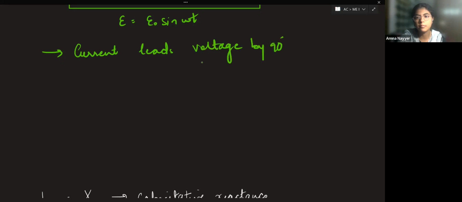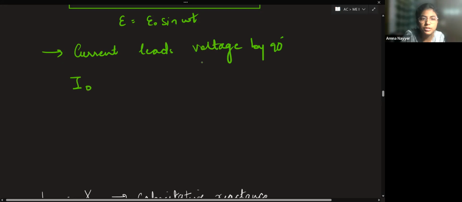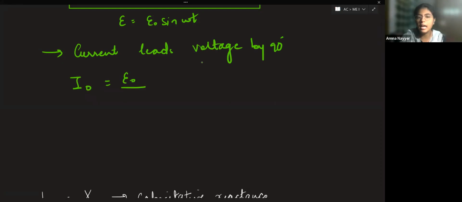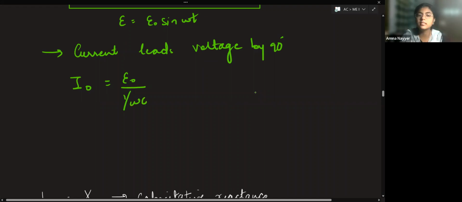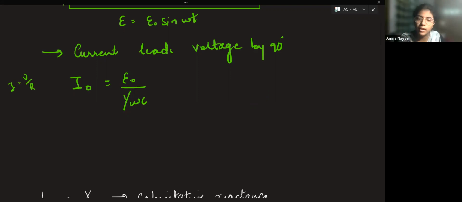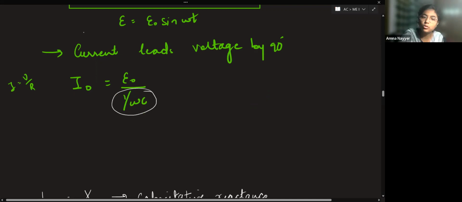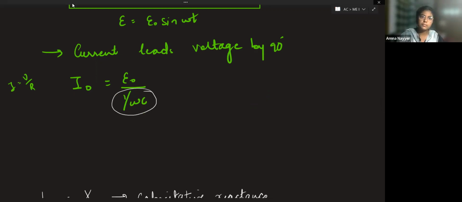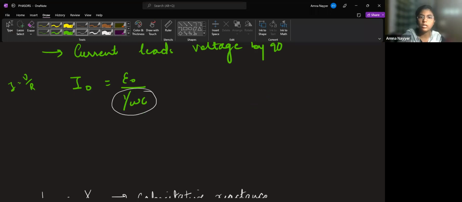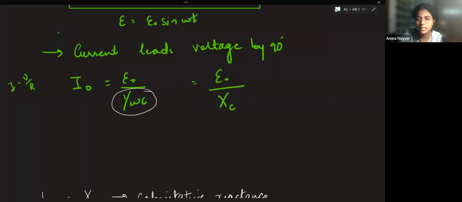by 90 degrees simply. Now the question: I had written I naught as E naught divided by 1 by omega c. So again, this is similar to I is equal to V by R. Current is equal to potential divided by resistance, according to Ohm's law that we have studied. Now class, it means if this is EMF, definitely this has to be the resistance. So this time the resistance is written as XC. And this is known as capacitive reactance.